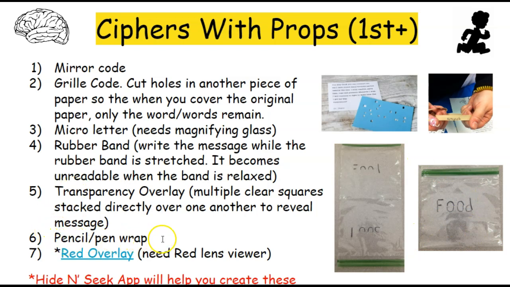A pencil or pen wrap, that's where you have a piece of paper with a string of letters across, which are nonsense unless you wrap it around the pen or the pencil, and then they spell out a word.